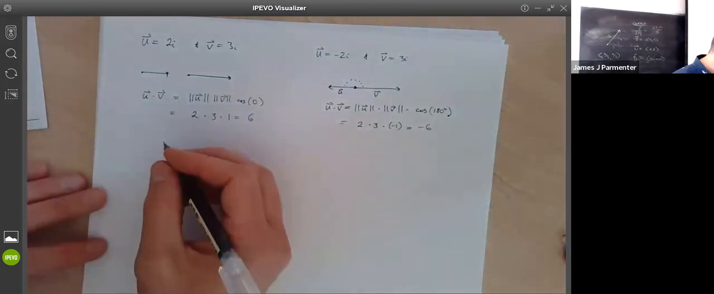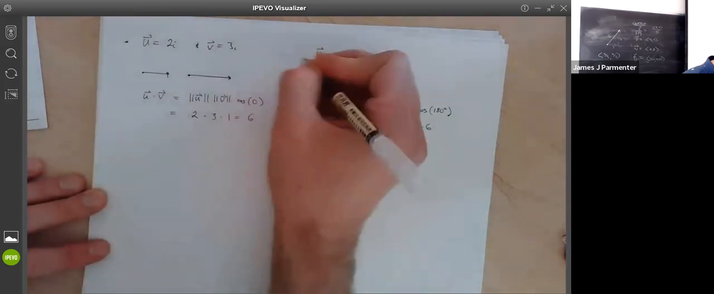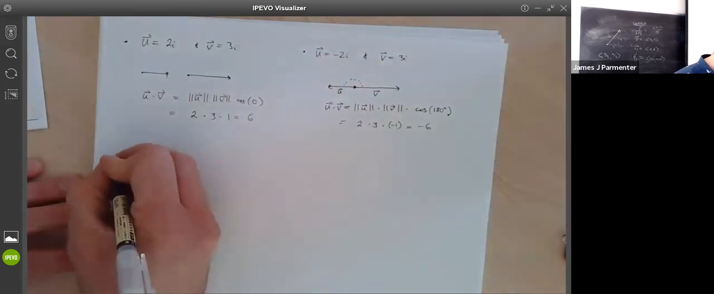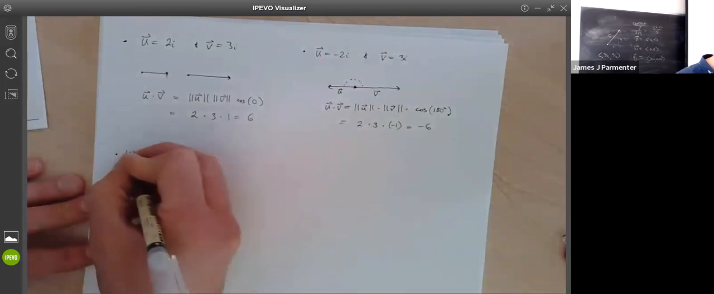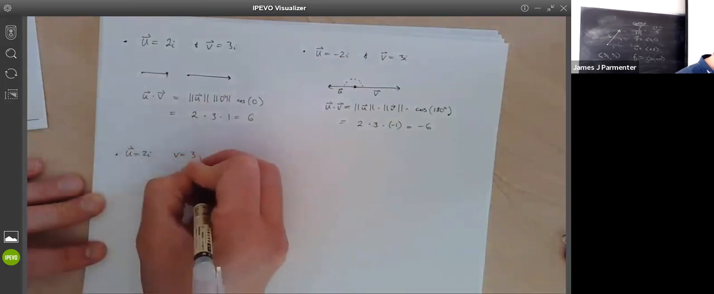All right, and then thirdly, what if u is equal to 2i, but v is equal to 3j?